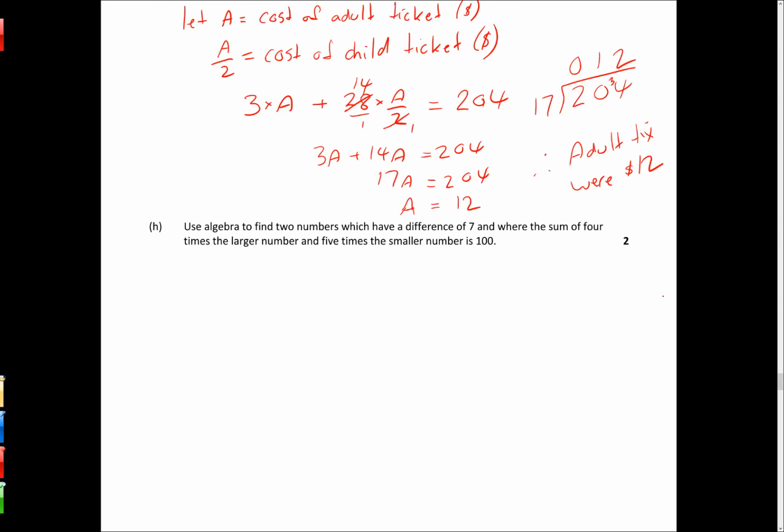Use algebra to find 2 numbers which have a difference of 7 and where the sum of 4 times a larger number and 5 times a smaller number is 100. Alright, 2 things. We need to find a larger number and a smaller number. I'm going to define my variables that way. Let L equals the larger number. Let S equals the smaller number.